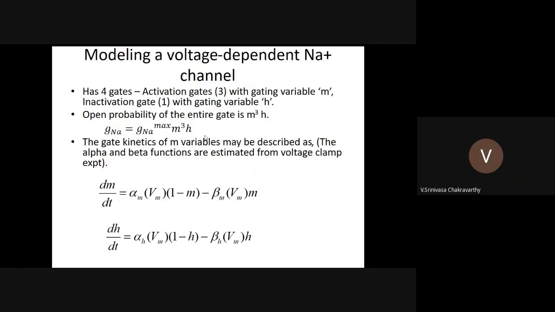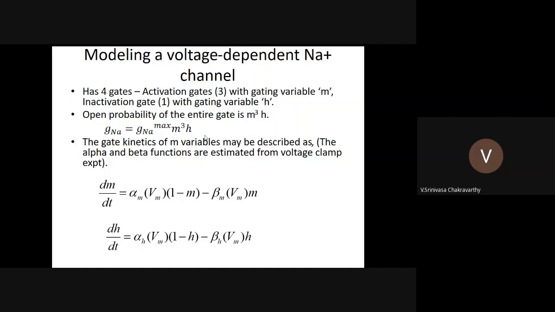Now let us come with this general background to defining the voltage dependent sodium channel. It so happens that in Hodgkin's model, the voltage sensitive sodium channel is thought to have three activation gates and one inactivation gate. We talked about an activation gate as being one for which S naught is positive, and an inactivation gate is one for which S naught is negative.